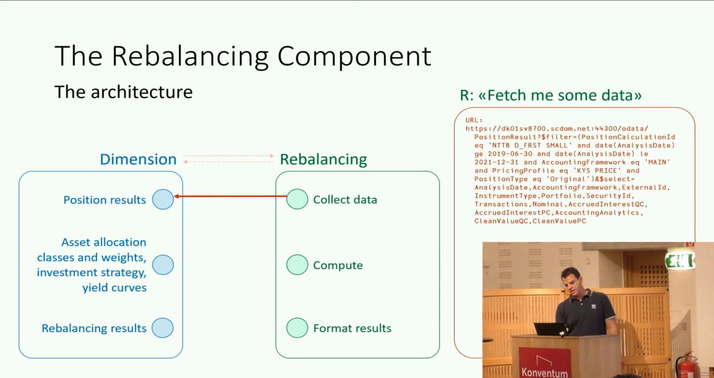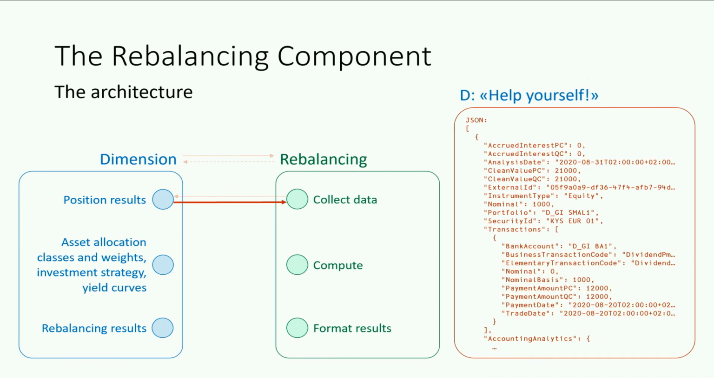So now, with the information sent from Dimension, the rebalancing can access the information it needs. The position results are accessed with queries like the one I highlighted there that follow an OData protocol. So we have a URL and then some filter and the selection of the fields needed. We get the results back. This is a sample of the results, which is an array of objects.